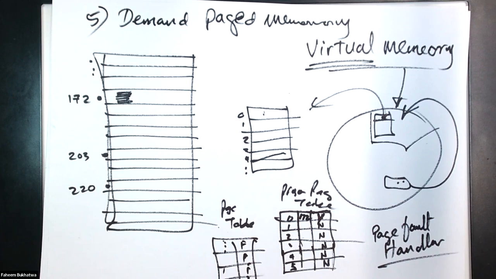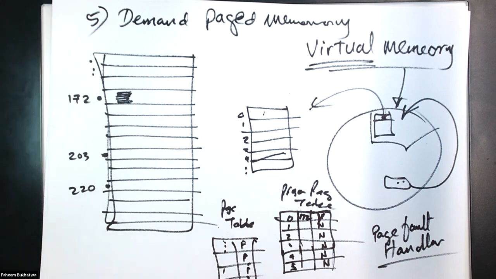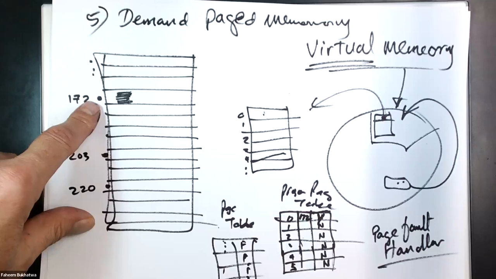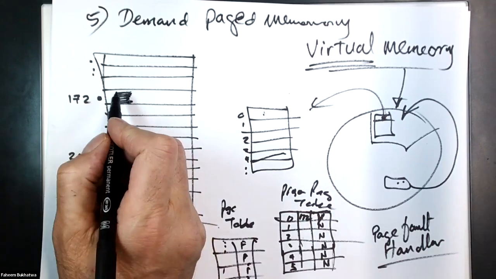So the first 2 columns are like the old paging system. Page 0 has gone to page frame 172. If you want to know where it is, multiply it by the page size and I'll tell you exactly where it is. But we'll assume we know. So we just brought the first page into memory, and now we say start running.